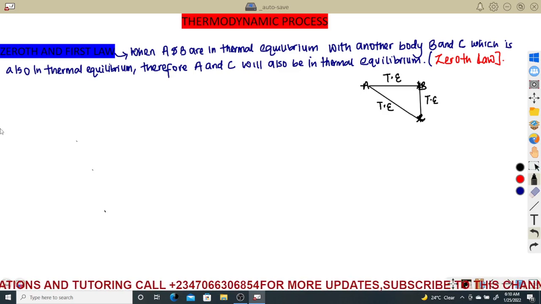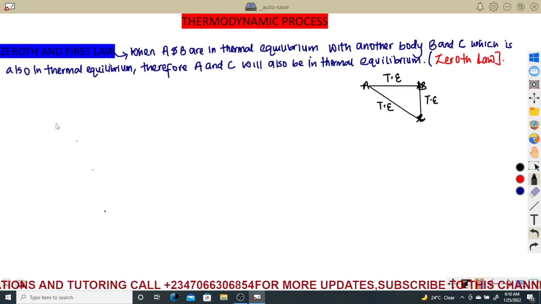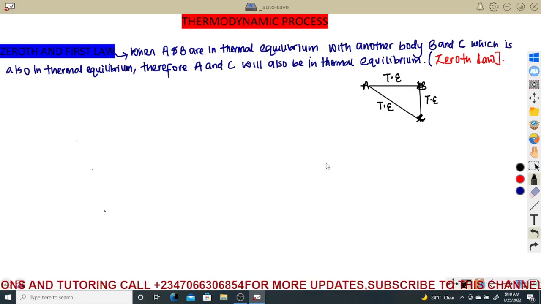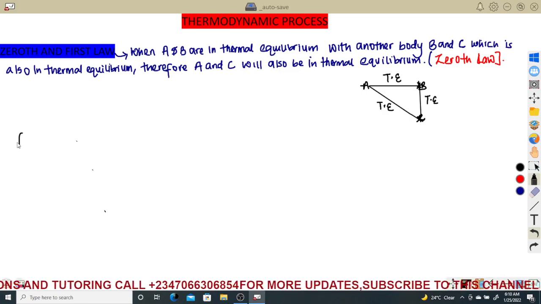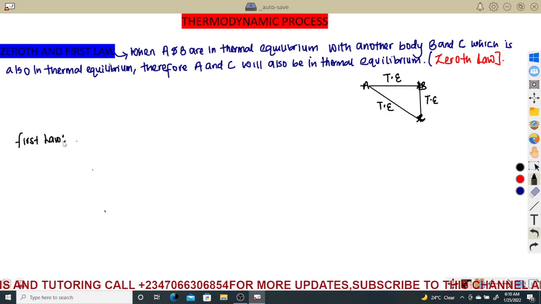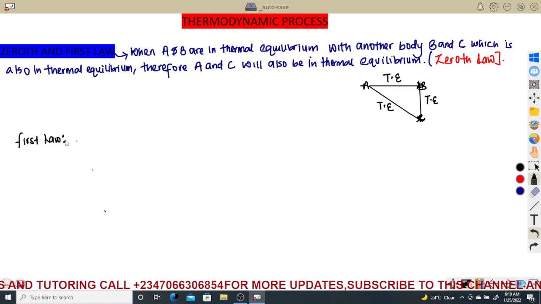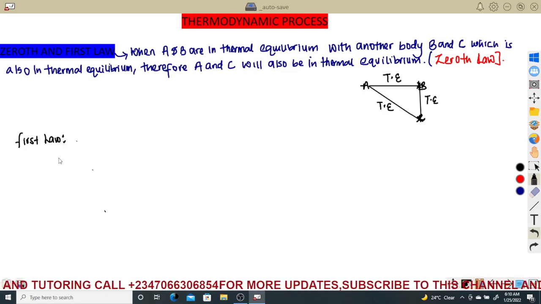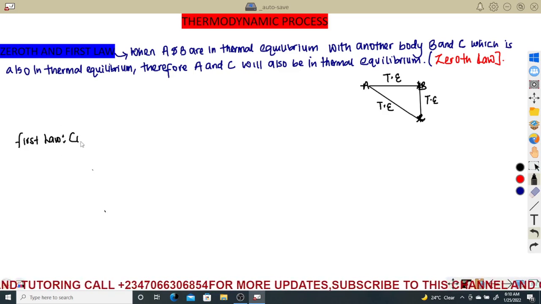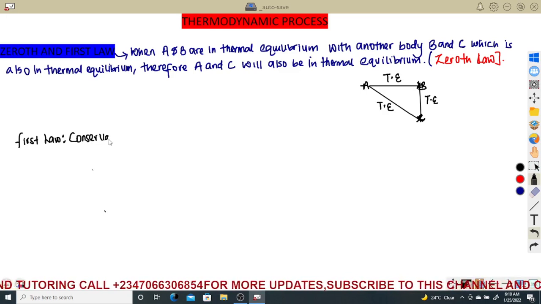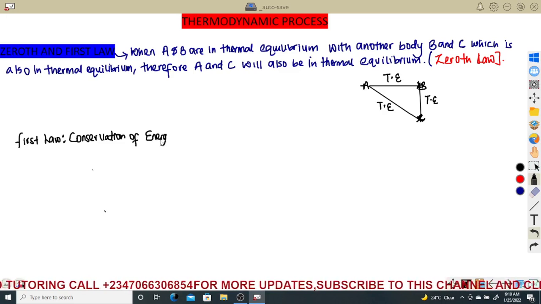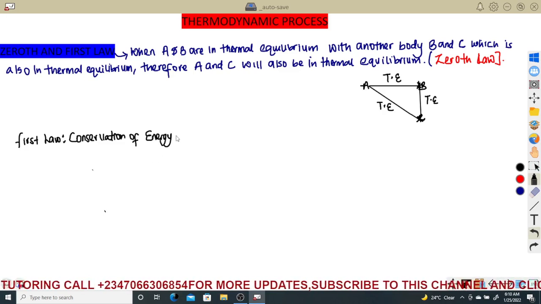Then we move to the first law, which is called the law of conservation of energy in chemistry, which I believe most of you have studied in junior classes. So about the first law of thermodynamics, I'll write that as first law now. Conservation of energy: energy can neither be created nor destroyed. So the law is just about conservation of energy. It's talking about conservation of energy for a gaseous system.